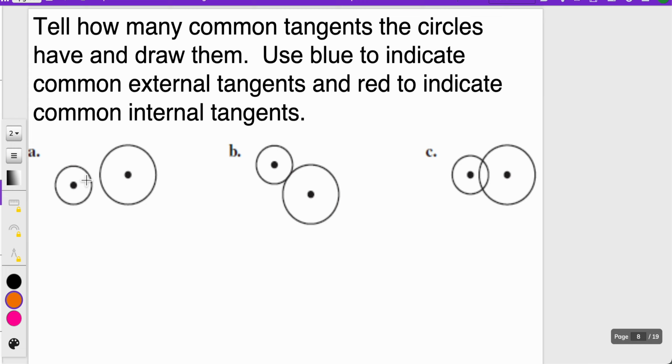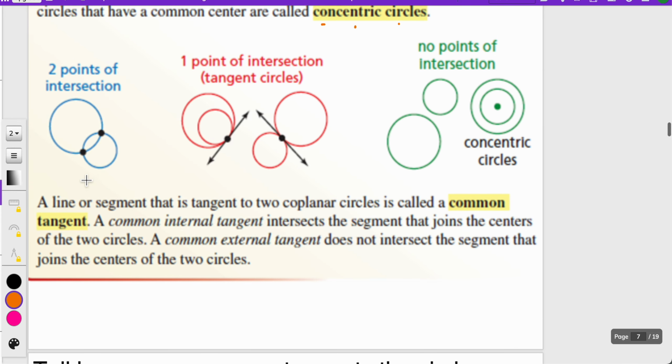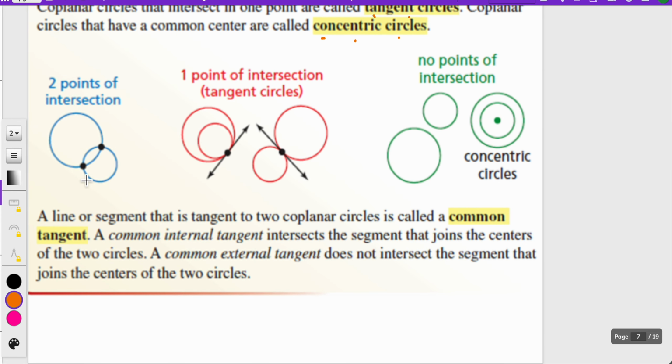So if you don't have a red or a blue marker, that's fine. I'm going to get my red and blues situated here, but one thing we want to look for is just making sure we understand internal versus external, okay? So going for that, just keep in mind, external tangents do not intersect the segment that joins the center of the two circles, but common internal segments do intersect the segment that joins the center of two circles.